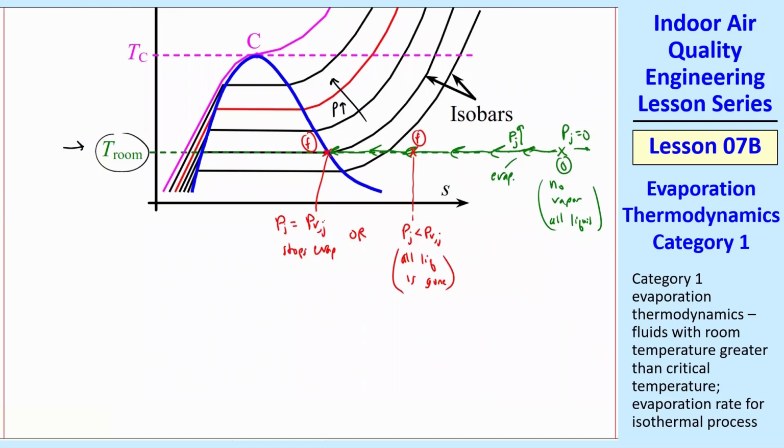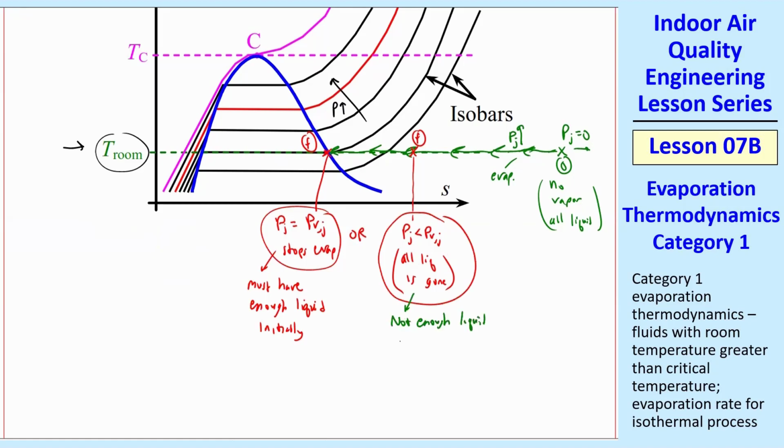In order for this case to be attained, you must have enough liquid initially, or you're never going to get there. And so this second case here is when all the liquid is gone, not enough liquid initially to reach PVJ. It all evaporates, and then you have no more liquid to evaporate.